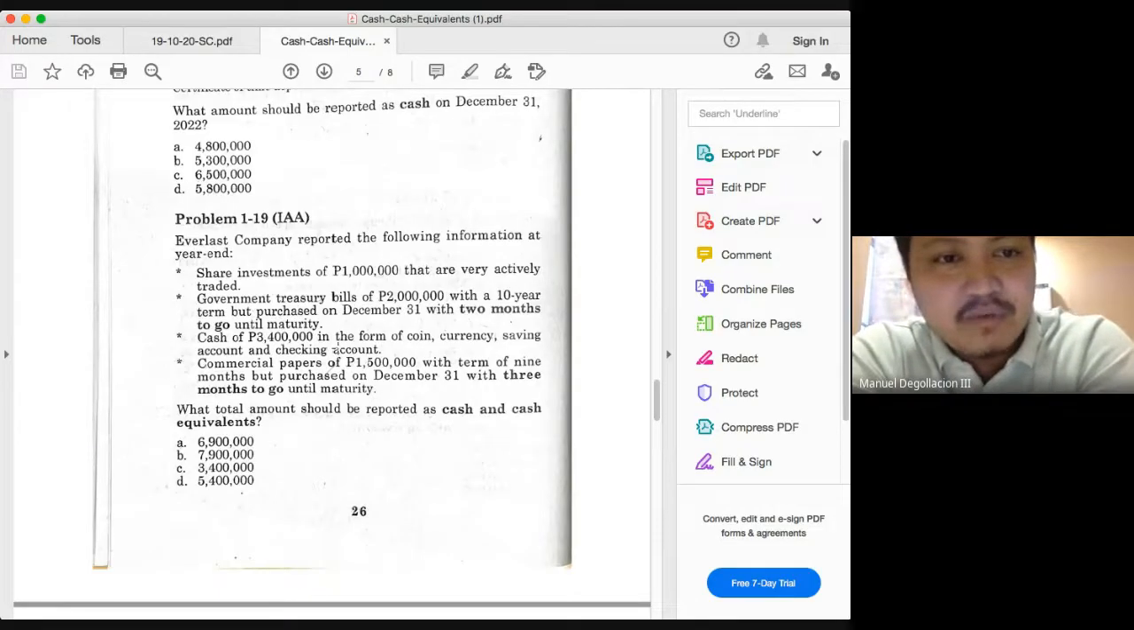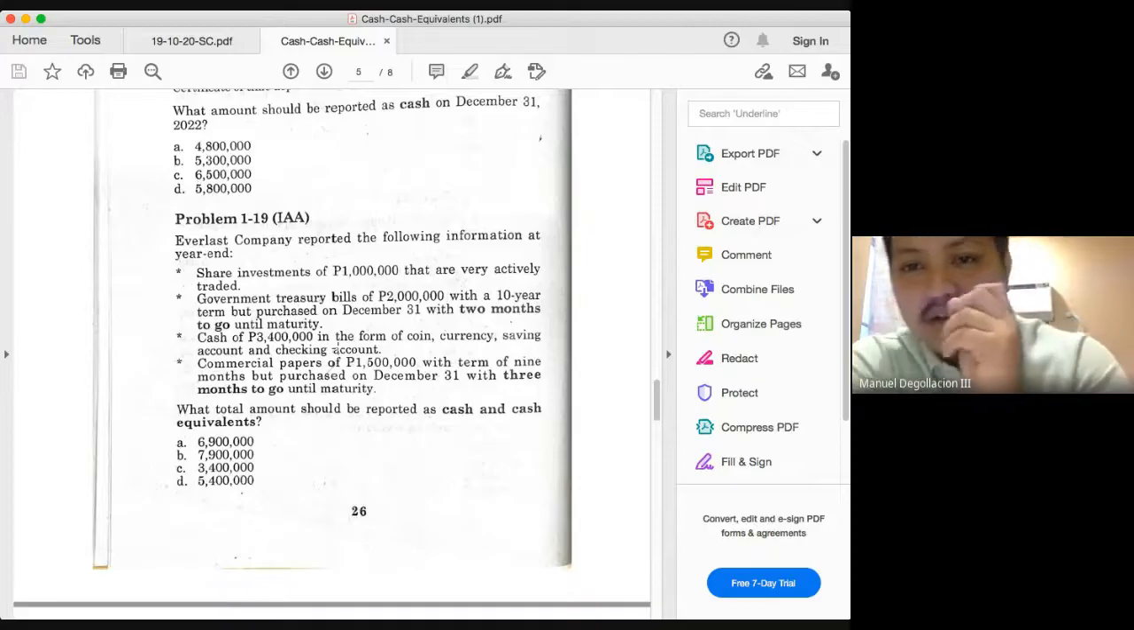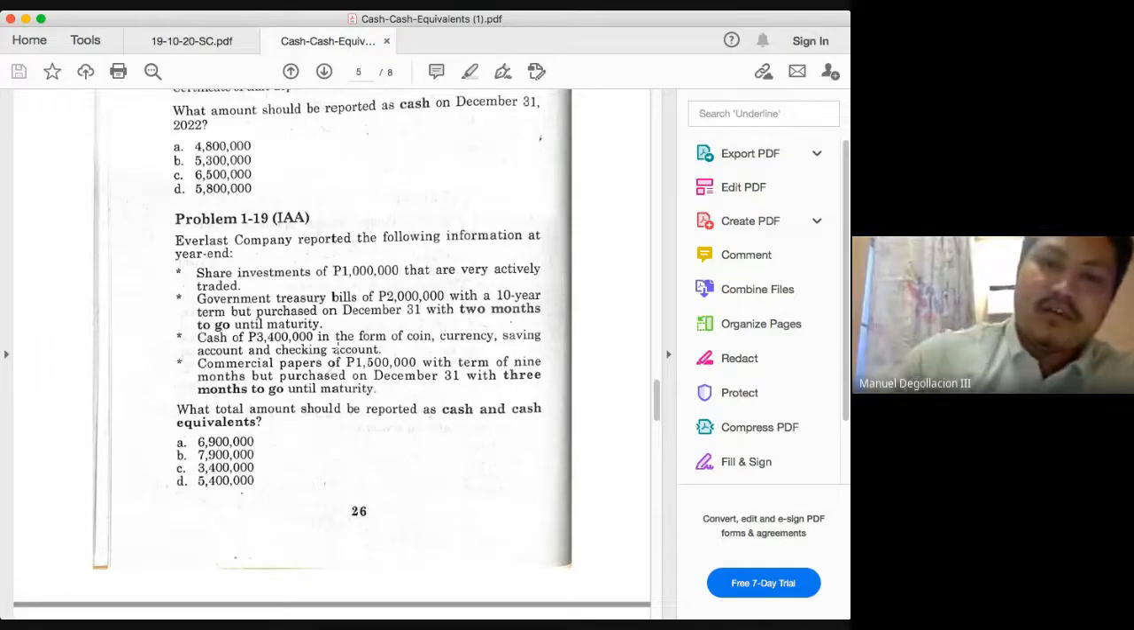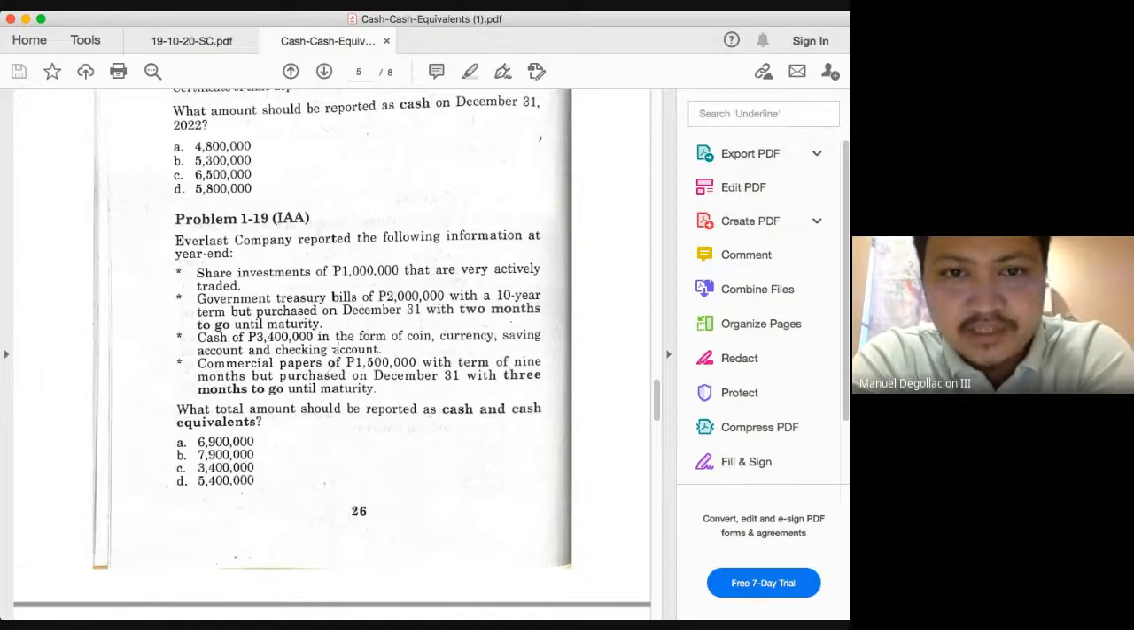So what is the takeaway from this item, class? It's possible for a long-term investment to be considered as a cash equivalent so long as it was already at most 3 months away from its maturity when it was acquired. Very important thing to take note of. So that 2 million here will be part of our cash and cash equivalents.